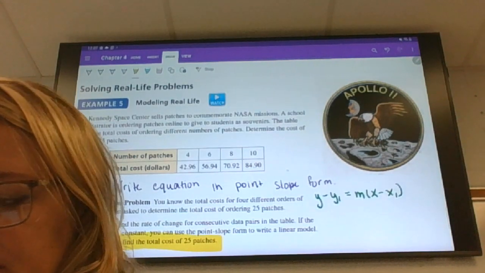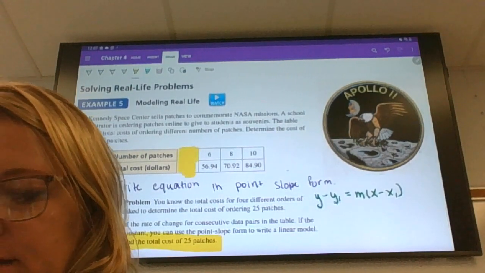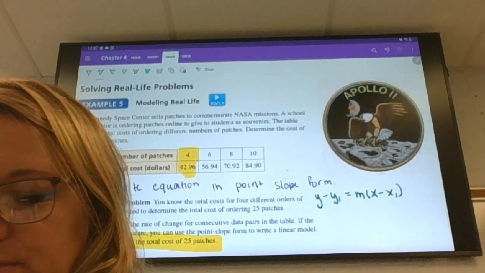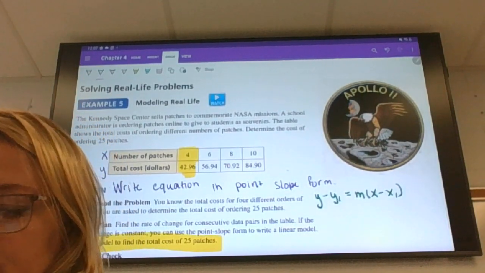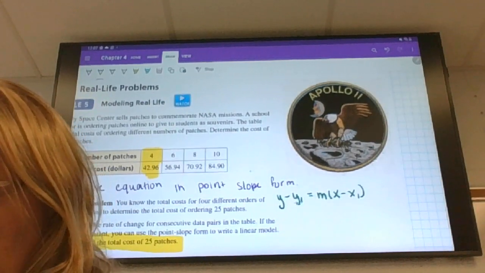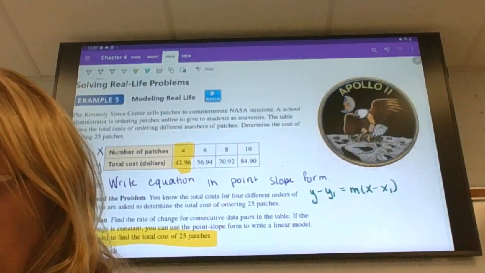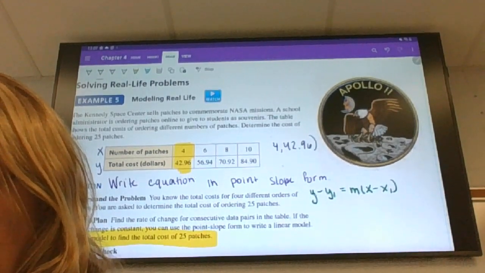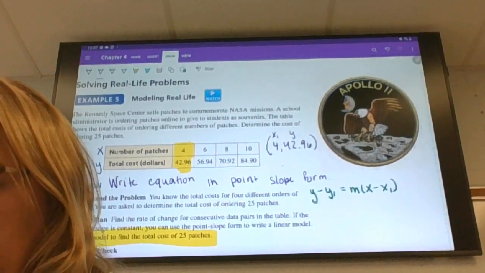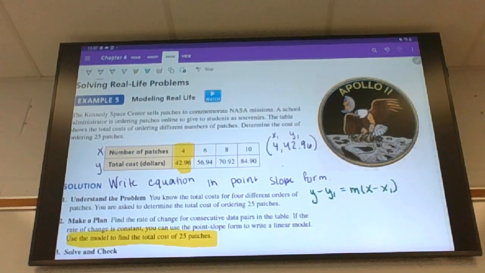So you're going to use this as your first ordered pair. The number of patches will be our x values. The total cost will be our y values. So let's go ahead and identify. We have a point at 4, 42.96. That's x1 and that's y1. Now plug those into the green formula.